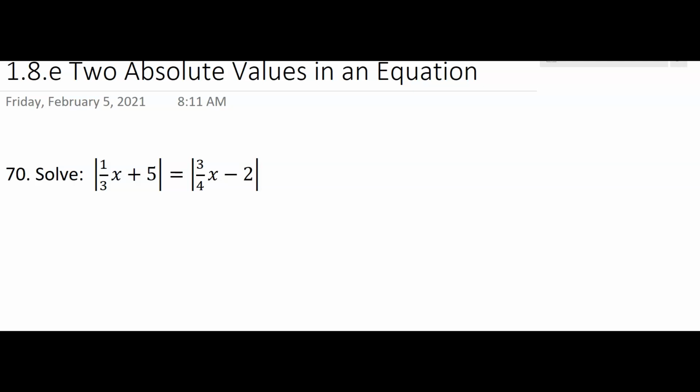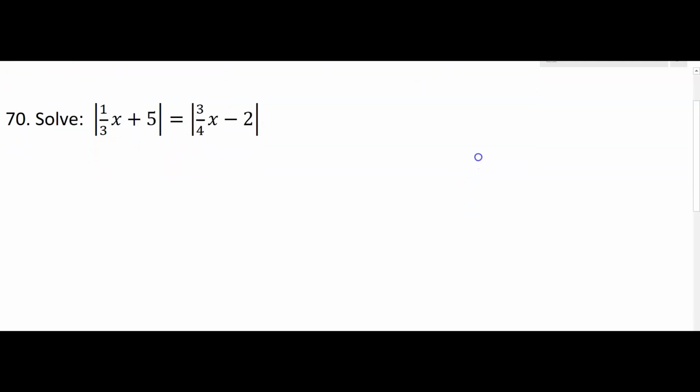Okay, I couldn't remember if we had done a problem like this in the videos and if there was one example in the book. So there are two absolute values in one equation. Okay, so it is an equation.